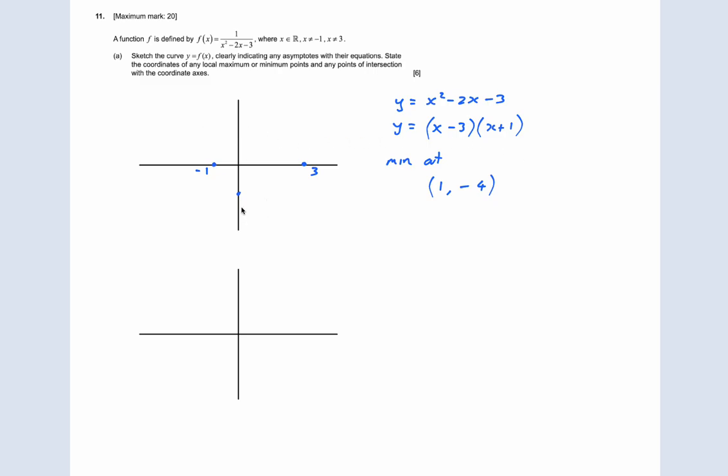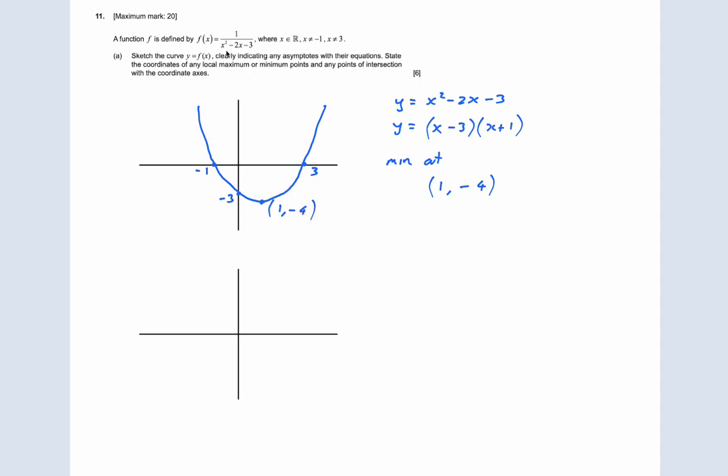Okay, drawing this, that's -3. And the minimum would be, let's say, there. Okay, so it comes down like this. Sorry guys, down like this, through this, turns there, and up there, something like that. Not great, but it'll do. 1, -4. That's the quadratic.